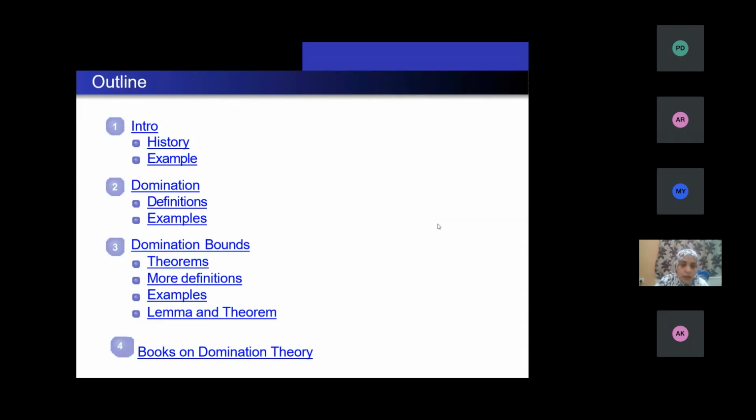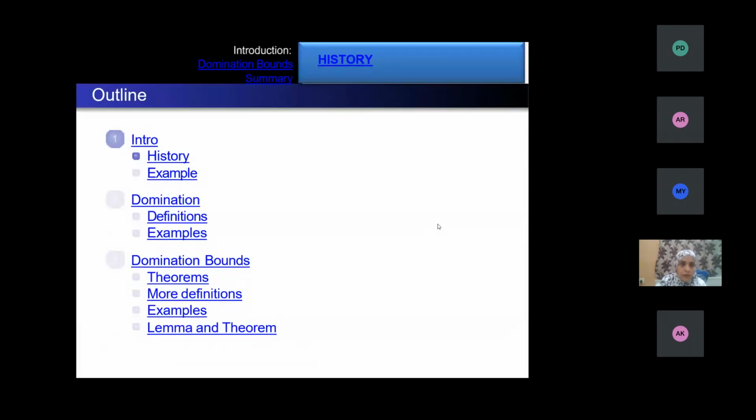Then moving to the next part, we will see the domination bounds, its theorems, some more definitions, examples, and books on domination theory. And the main important part of this lecture is the applications of domination in real life and in other streams. We'll also see the applications in this lecture. So here is the introduction of domination in graph theory.